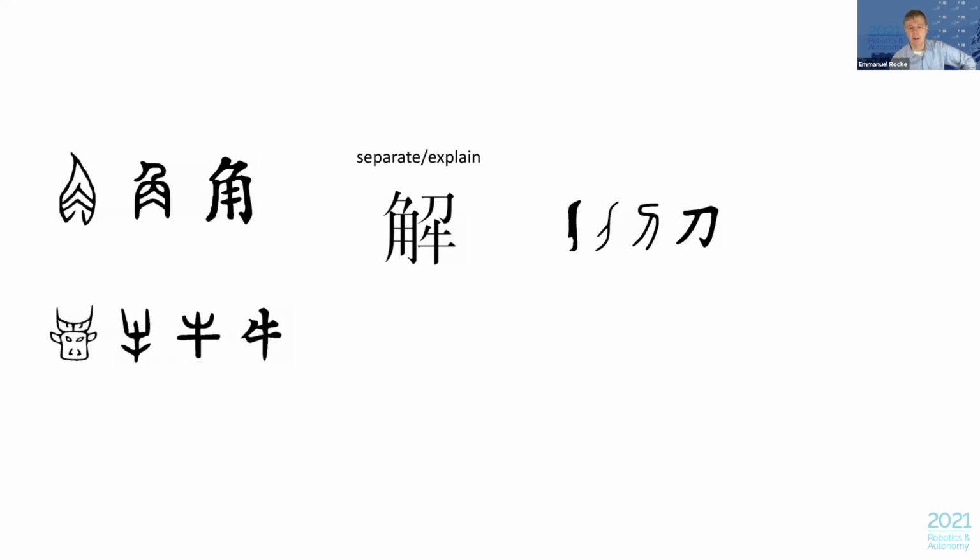You can do things like: how do you express the act of explaining? It's to separate, and here is "separate". You have three drawings put together: a knife, an ox, and a horn. It's the act of cutting the horn of the ox. That's what separate or explain means. So you can have very elaborate things.